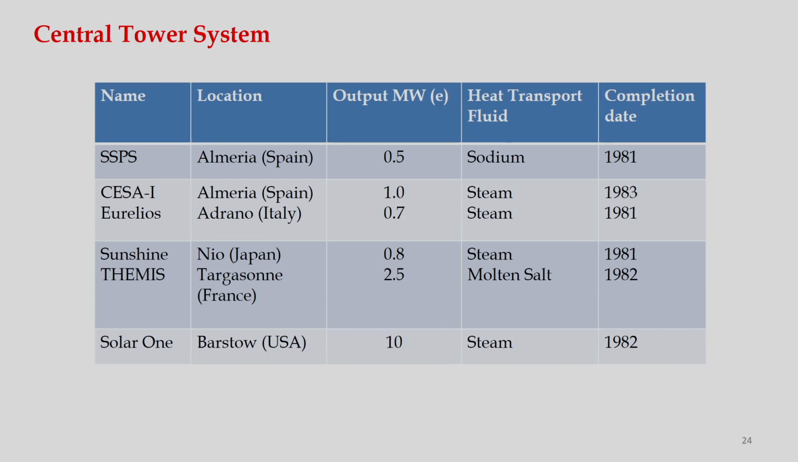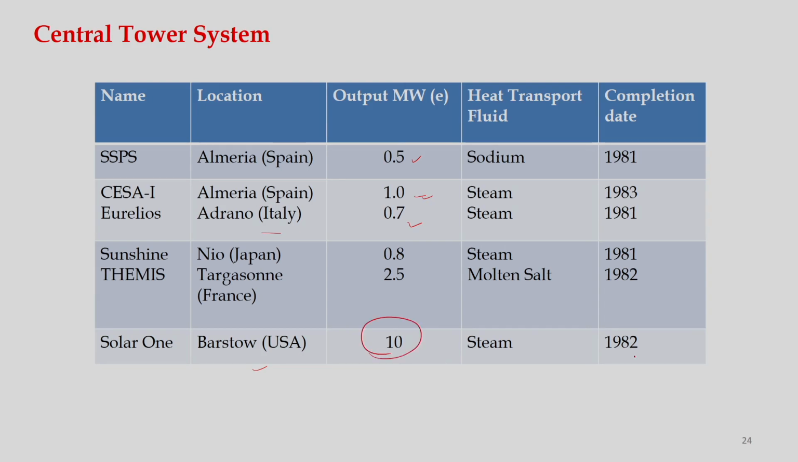So, there are different plants already in operation. As you can see, this location is in Spain, there are 2, Italy 1, Japan 1 and France, and then USA is Bristol, which is one of the largest central power tower systems. The output power is 0.5 megawatt here, in Spain we have 1 megawatt, then Italy it is 0.7 megawatt, and the largest one is in the USA.